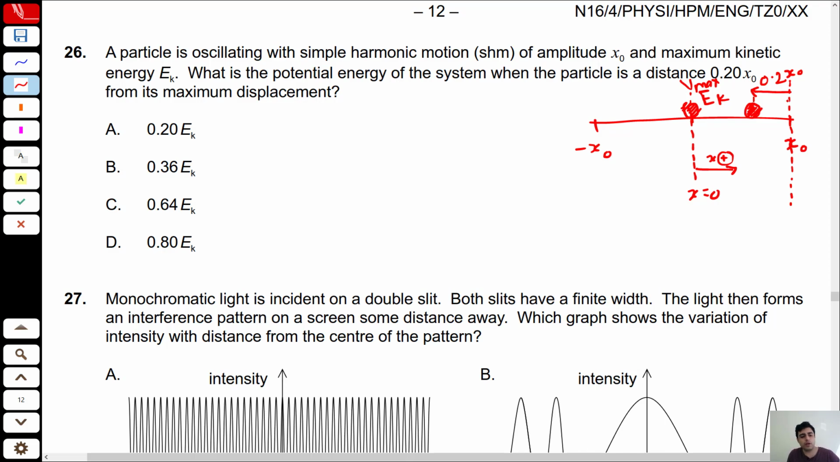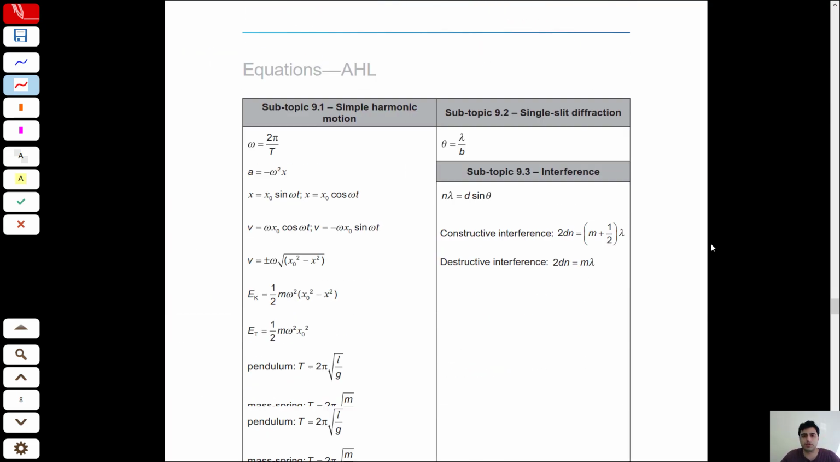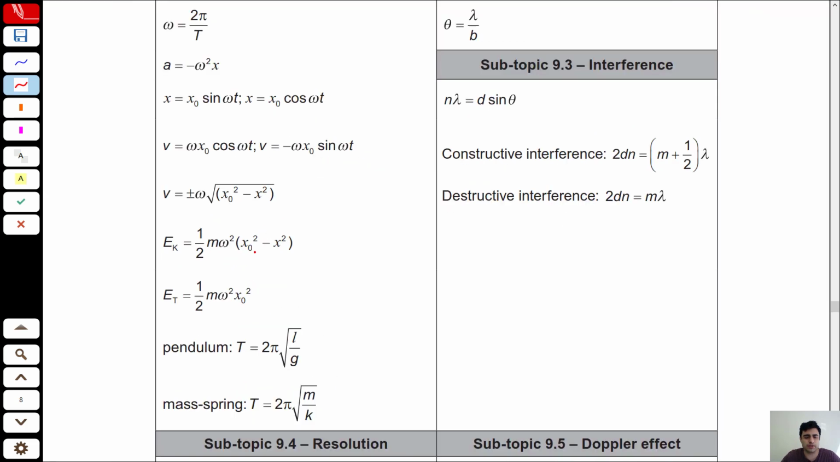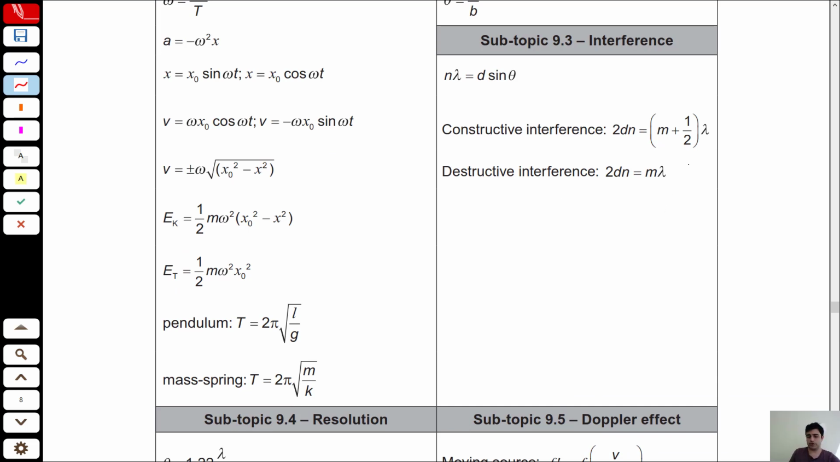Let's see what the formulas are for the maximum kinetic energy. This is the formula for the kinetic energy, and this is the formula for the total energy. As you can see, there is no formula for maximum kinetic energy, but we have to be a little bit clever here. If you remember the graph of simple harmonic motion, if this is the negative amplitude, this is the positive amplitude, and this is the equilibrium mean position, this is the graph of kinetic energy, and this is the graph of potential energy.